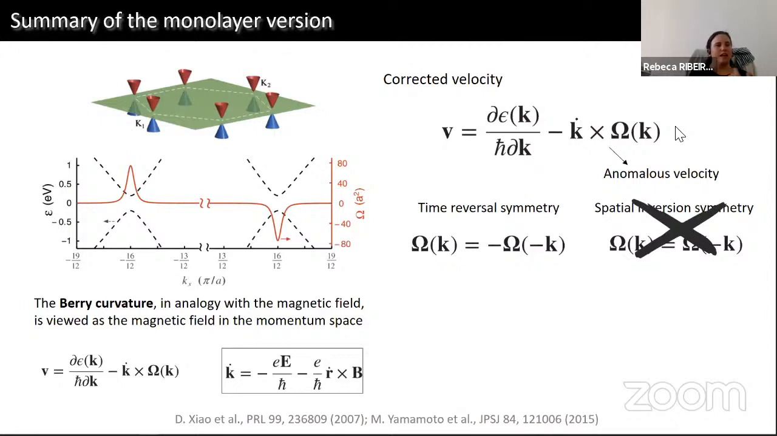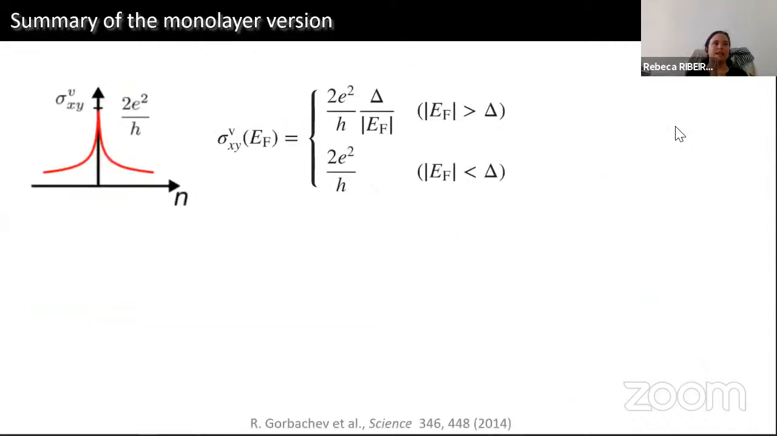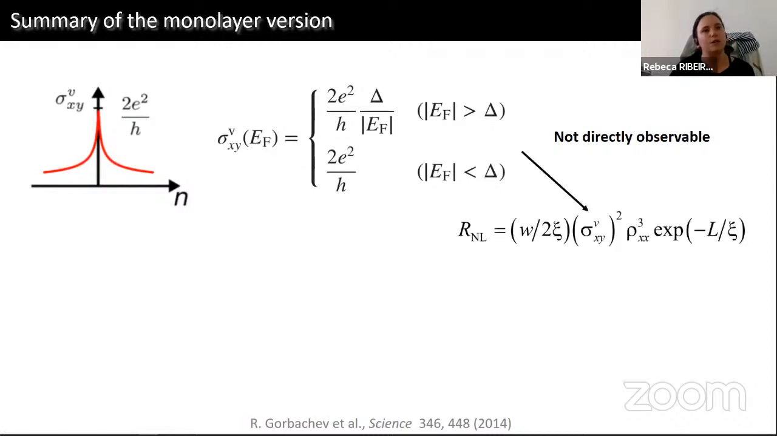And it has, as a consequence, an induced Hall conductivity, which in the case of monolayer, and only for monolayer graphene, has a value that is quantized inside the gap, when the Fermi energy is inside the energy gap, and it decreases very fast away from the energy gap or from the charge neutrality point. So unfortunately, this valley Hall conductivity is not a direct observable, it cannot be measured directly, but we have other quantities, such as a non-local resistance, that can be measured in an experiment.